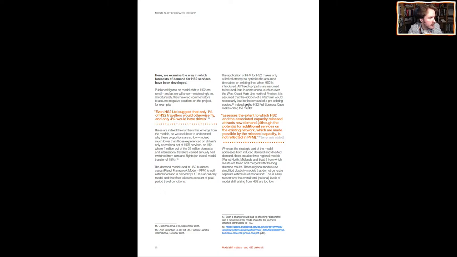As the HS2 full business case makes clear, the model assesses the extent to which HS2 and the associated capacity released attracts new demand, although the potential for additional services on the existing network, which are made possible by the released capacity, is not reflected in PFM. As I've said this whole time, when I say HS2's main benefits are not modelled, that is what I mean. They don't model released capacity benefits at all. Not modelled. It's a really important thing.